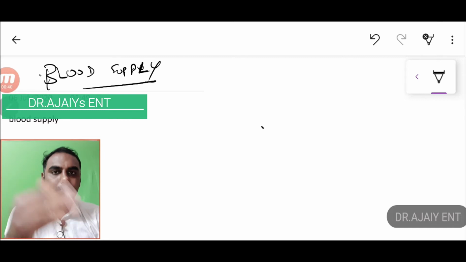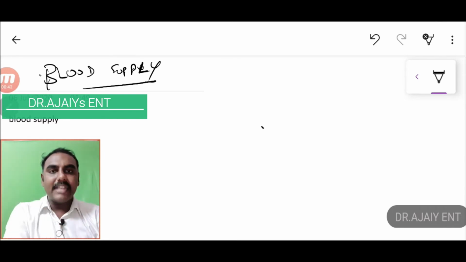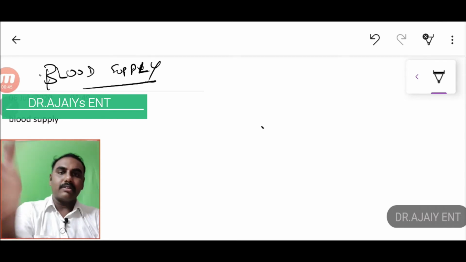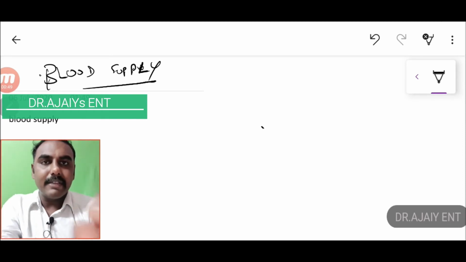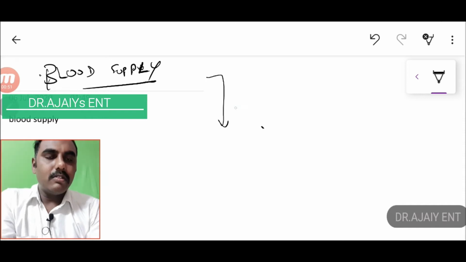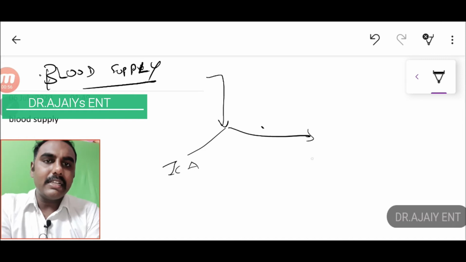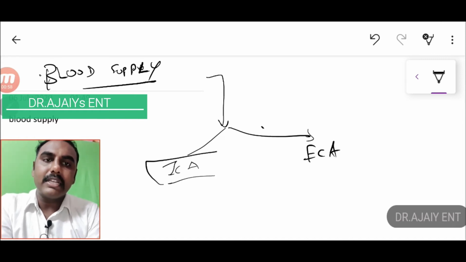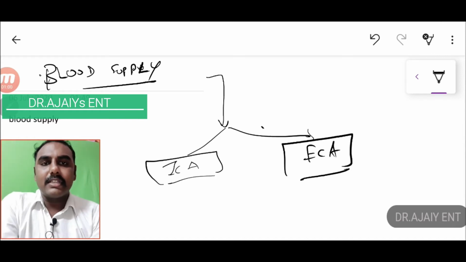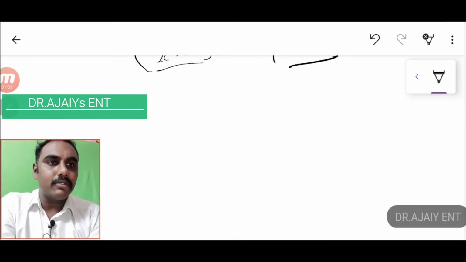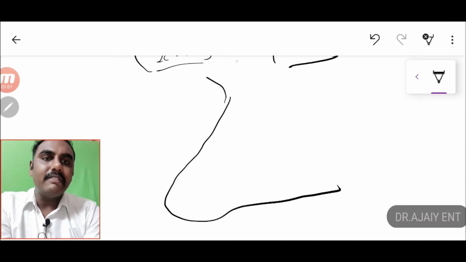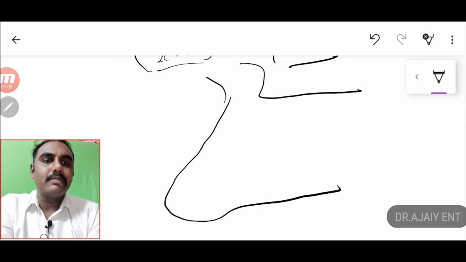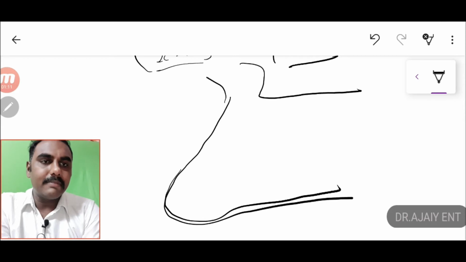So what are the components of our blood supply? What arteries will contribute? The very, very important one. Coming on to the blood supply of the nose, our nose receives its blood supply from both the internal carotid artery and the external carotid artery. I am drawing the picture of the nose. First thing we will deal with is our nasal septum.